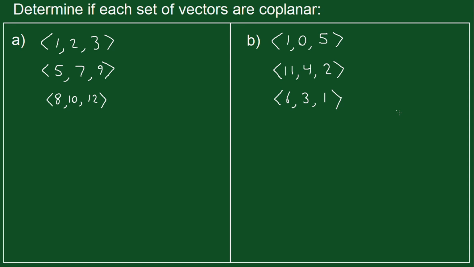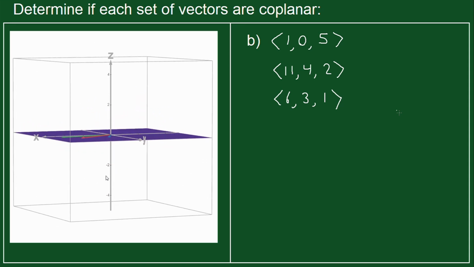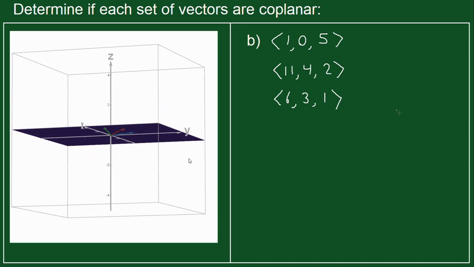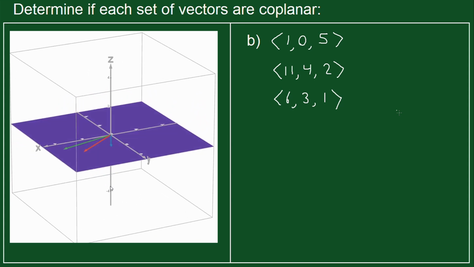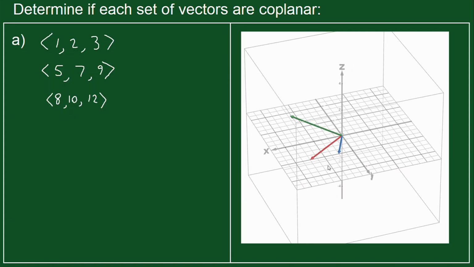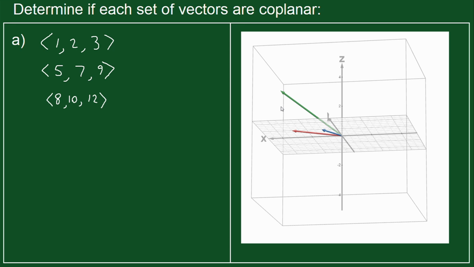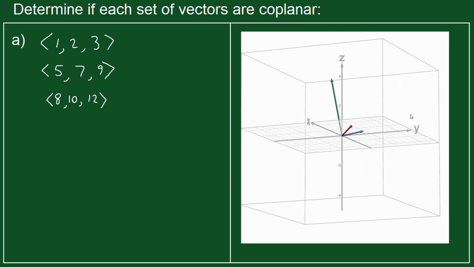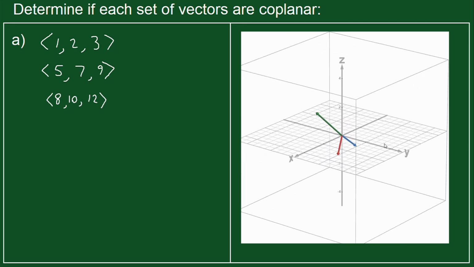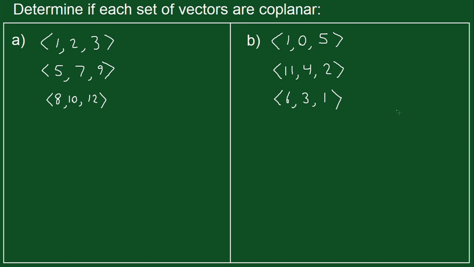In fact, you can look at this 3D representation of three vectors and you can see how those three vectors all exist in the same plane. Whereas you can look at these three vectors and you can see that there's no plane that exists that all three of the vectors will be able to rest on. So let's look at this question. We'll start with part A.